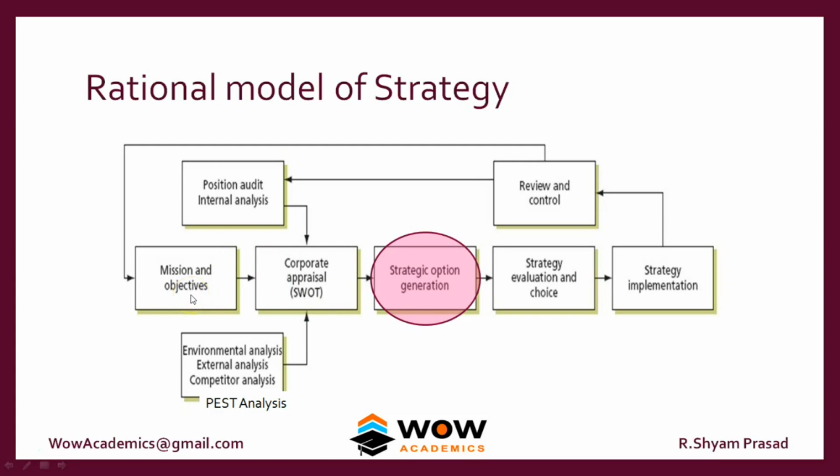In order to reach our mission and objectives, we have to find out various options. We should generate more options. That is called strategic option generation. To reach our goal, there is not only one way of reaching it. We have around 5 or 6 ways to reach it. Once we have decided on the options, we move on to strategy evaluation and choice. Out of the 5 or 6 options that we generated, we choose the one single best choice, and then we implement that option.